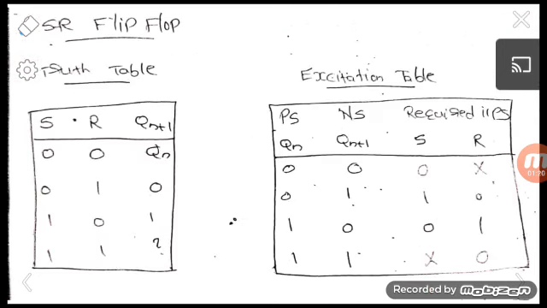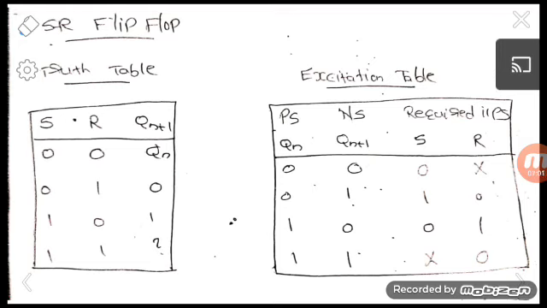So this is the excitation table of an SR flip-flop. This is the truth table and this is the excitation table of an SR flip-flop. In the excitation table, here it is Qn and here it is Qn plus 1. Qn is the present state. PS means the present state of the flip-flop. Qn plus 1 will be the next state. Next state means after applying the inputs, the present state changes to the next state. That is, after applying the inputs and clock pulse, Qn plus 1 will be our actual output.